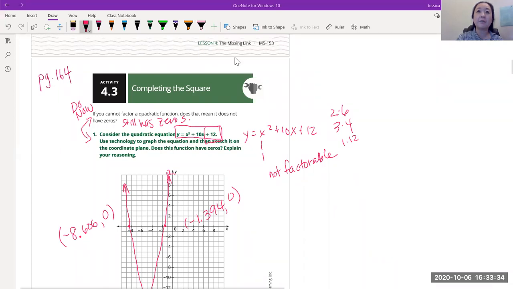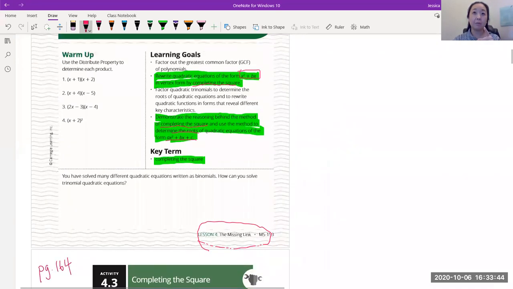So this is lesson 4, the missing link. So we're going to be completing the square today, and also doing the vertex form, which leads me to the learning targets.